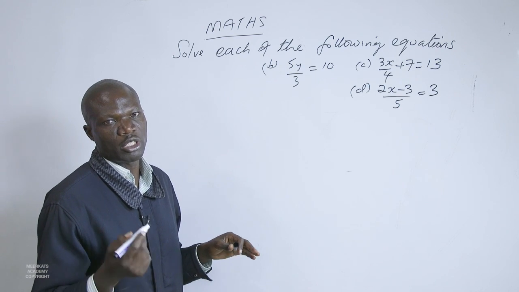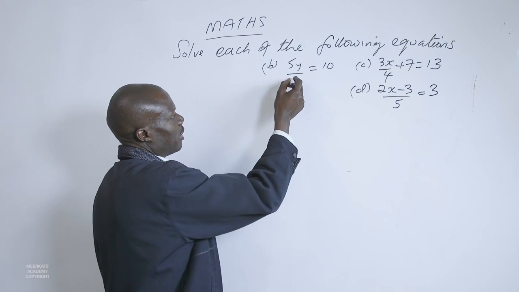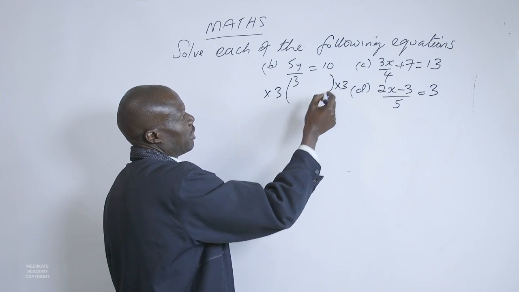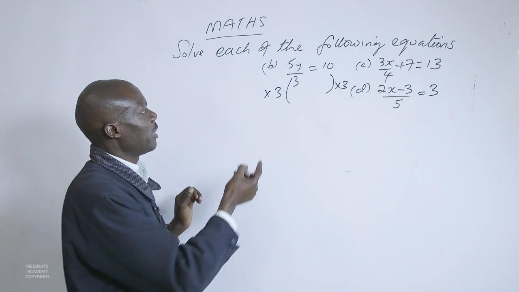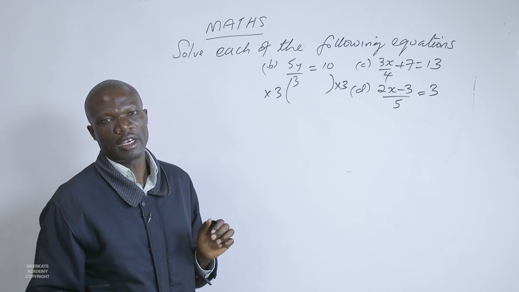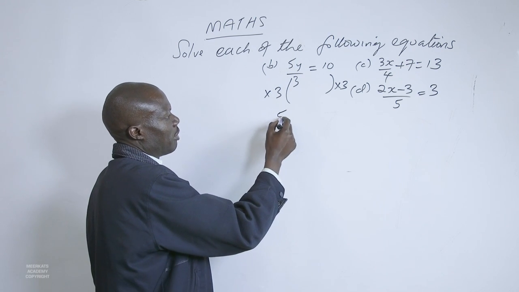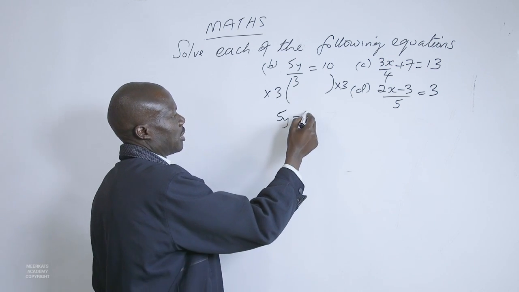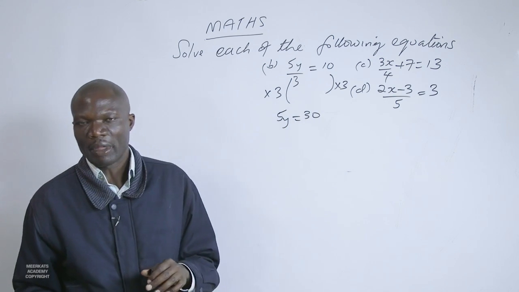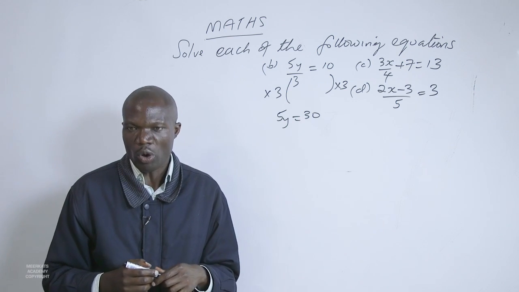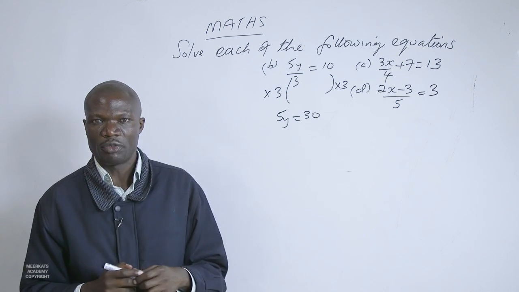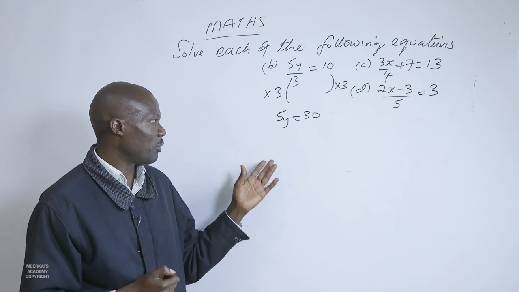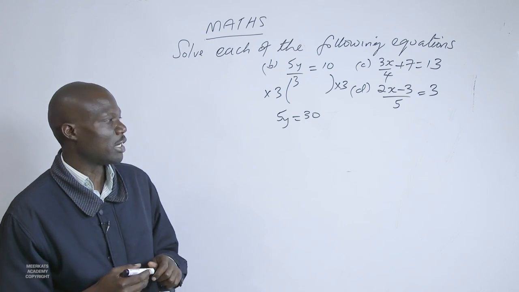To remove 3, we multiply by 3. So this part is multiplied by 3, and this other part is multiplied by 3. If you do that, we remove the denominator and remain with 5y equals 10 times 3, which gives us 30. Now when you look at 5y and 30, you'll find that 5 is a factor of 30.